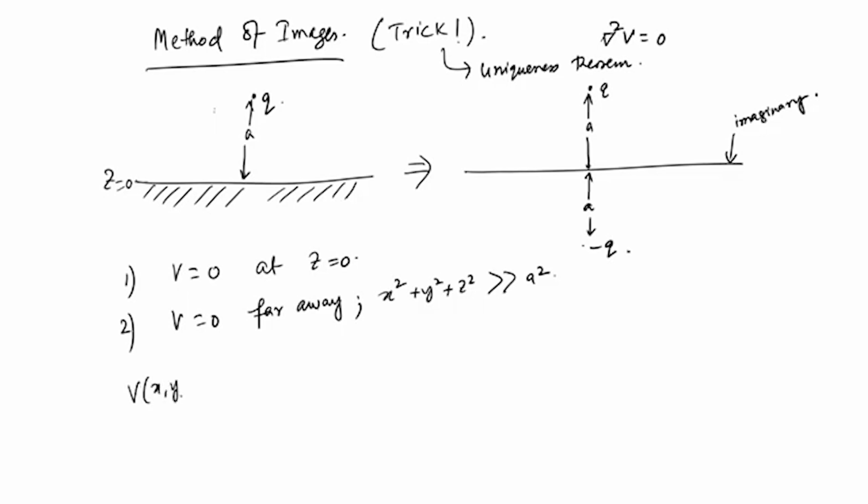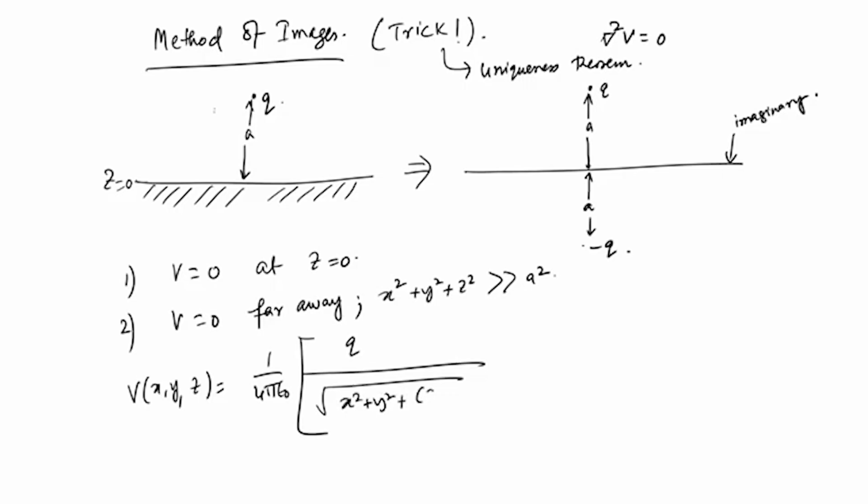Let us write down V of x, y, z, which is 1 by 4 pi epsilon 0, times q divided by root over x square plus y square plus z minus a whole square, and this is for the top charge. And then I do not know what this charge is, but you can write down a q prime over root over x square plus y square plus z plus a whole square.